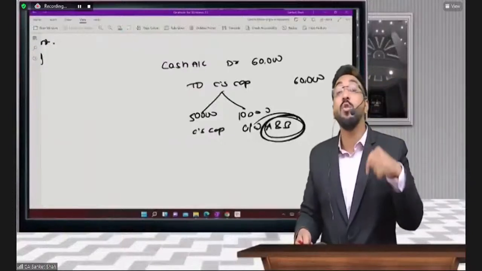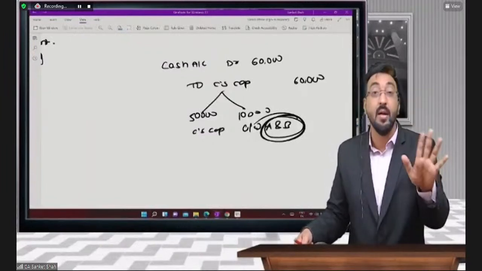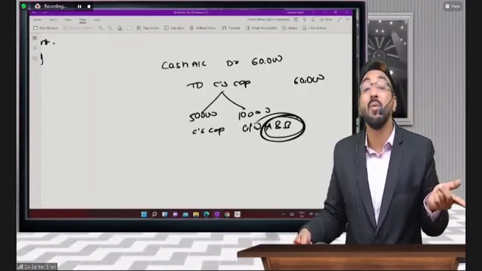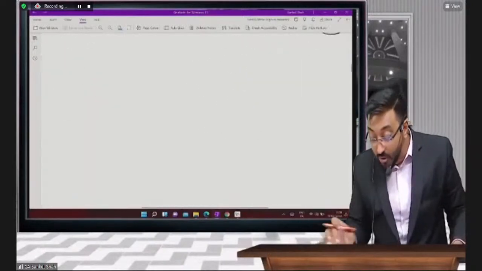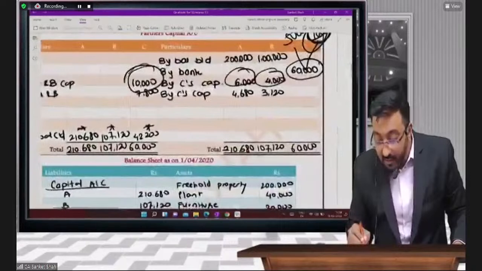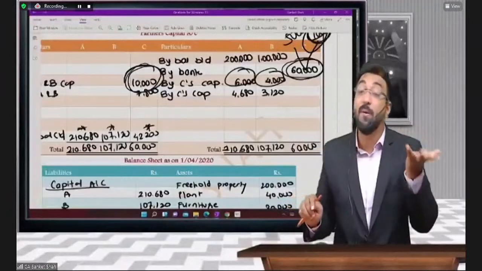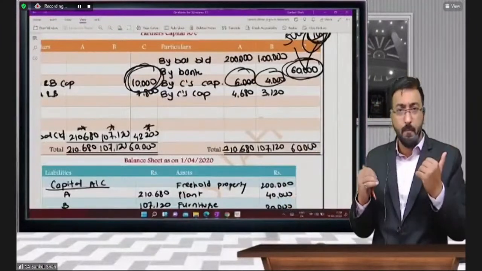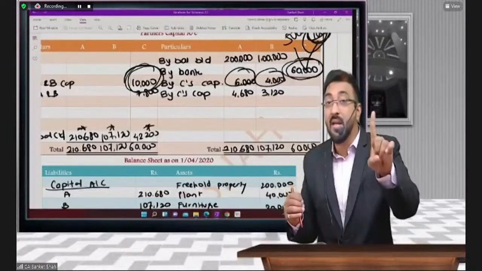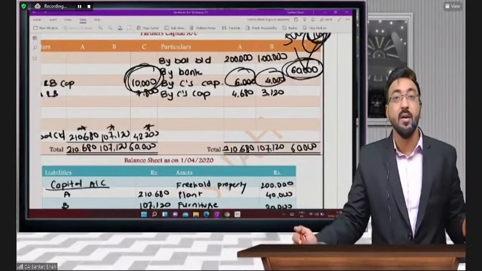C will contribute 60,000. But 10,000 is not the right of C. The right on that 10,000 is of A and B. Whose right is it on that 10,000? And therefore you see here, C's capital in our question is 60,000 less 10,000, difference 50,000. So he is left with only 50,000. That 10,000 he brought, but as per books the right is not of C, the right is of A and B. This is the concept of goodwill. Okay.